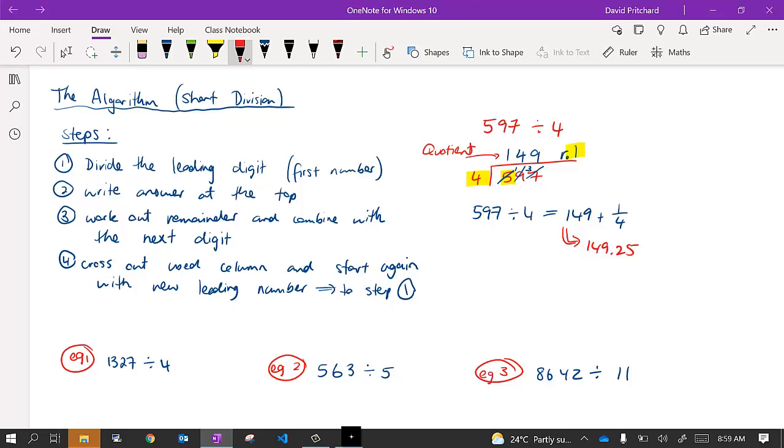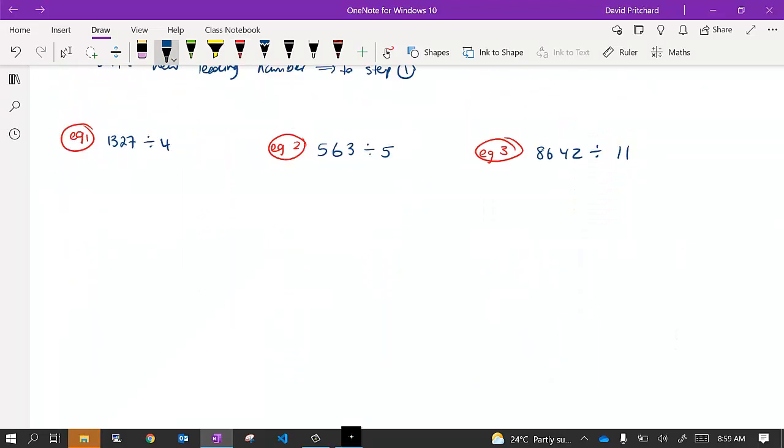I'll go through a couple more and then I'll get you to pause and do a few for yourself. So our first one is 1,327 divided by 4. All right. 1 divided by 4. Not possible, right? So that means we've got a 0 here. And that 1 is left over, so it carries on to the next one.